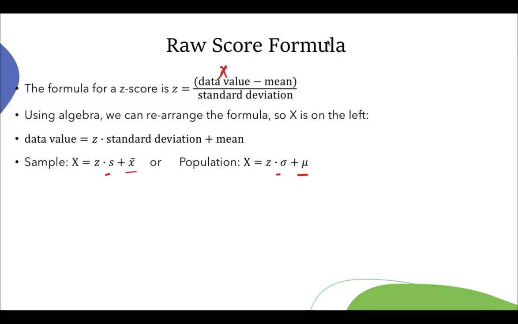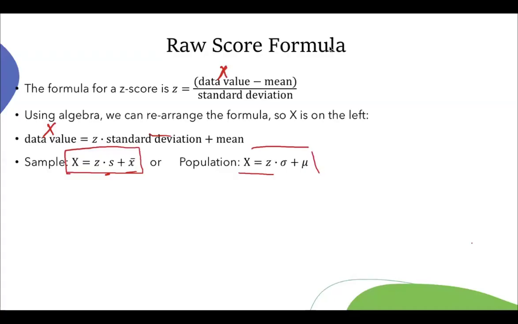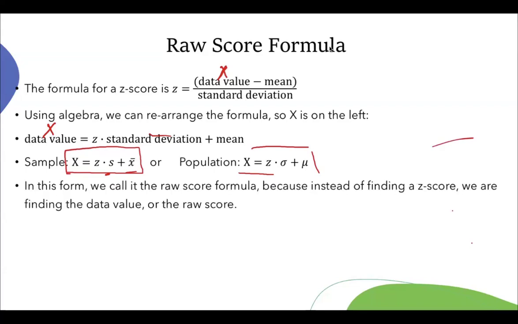Okay, put x by itself, isolate x, and we get x equals z times s plus x bar for the sample, or x equals z times sigma plus mu. In this form, we call this the raw score formula. Instead of finding a z-score, we're finding the data value or the raw score.